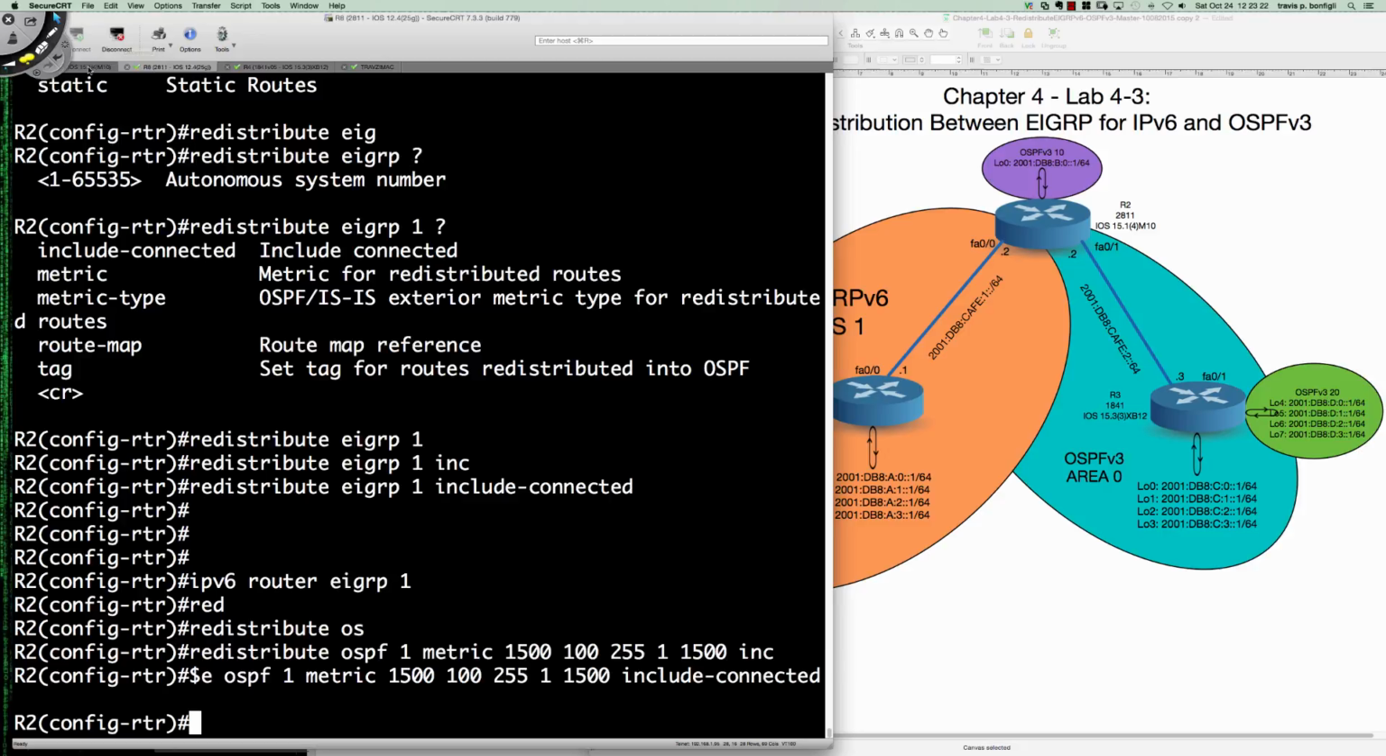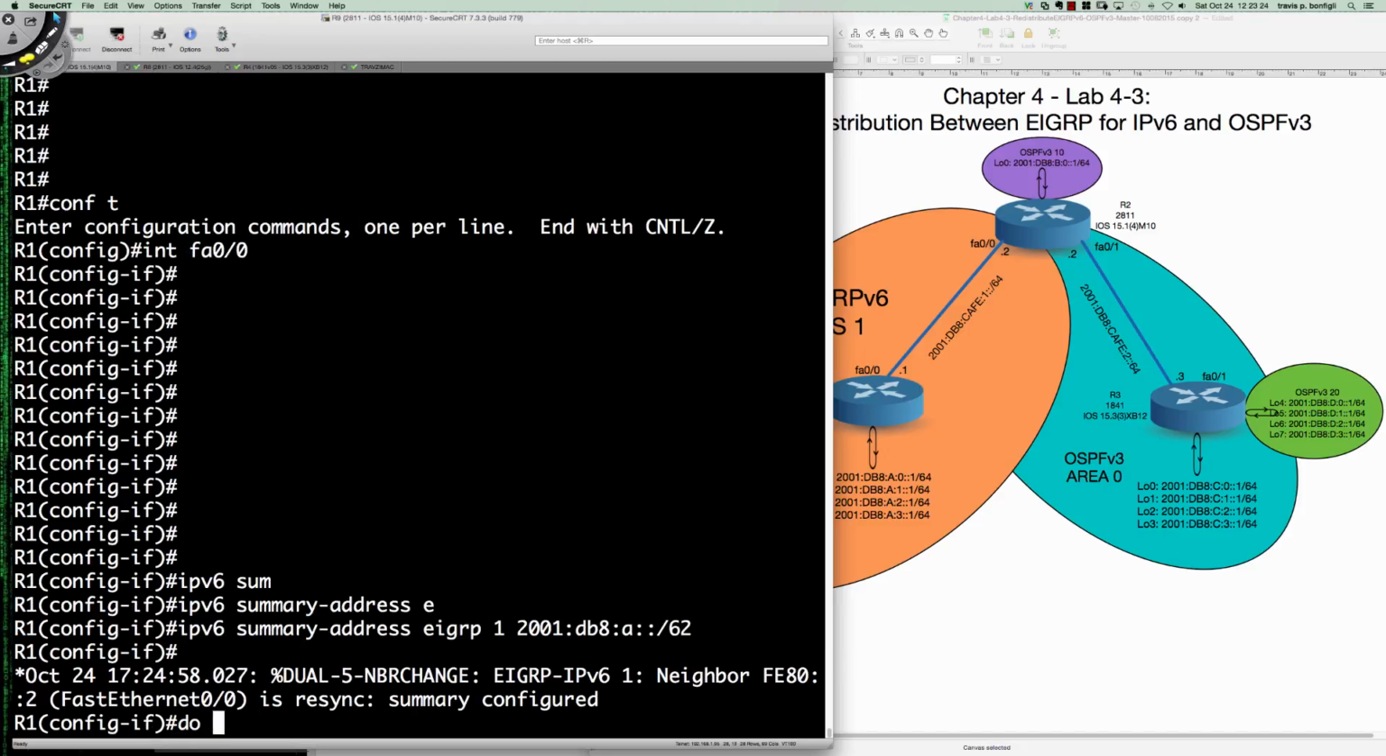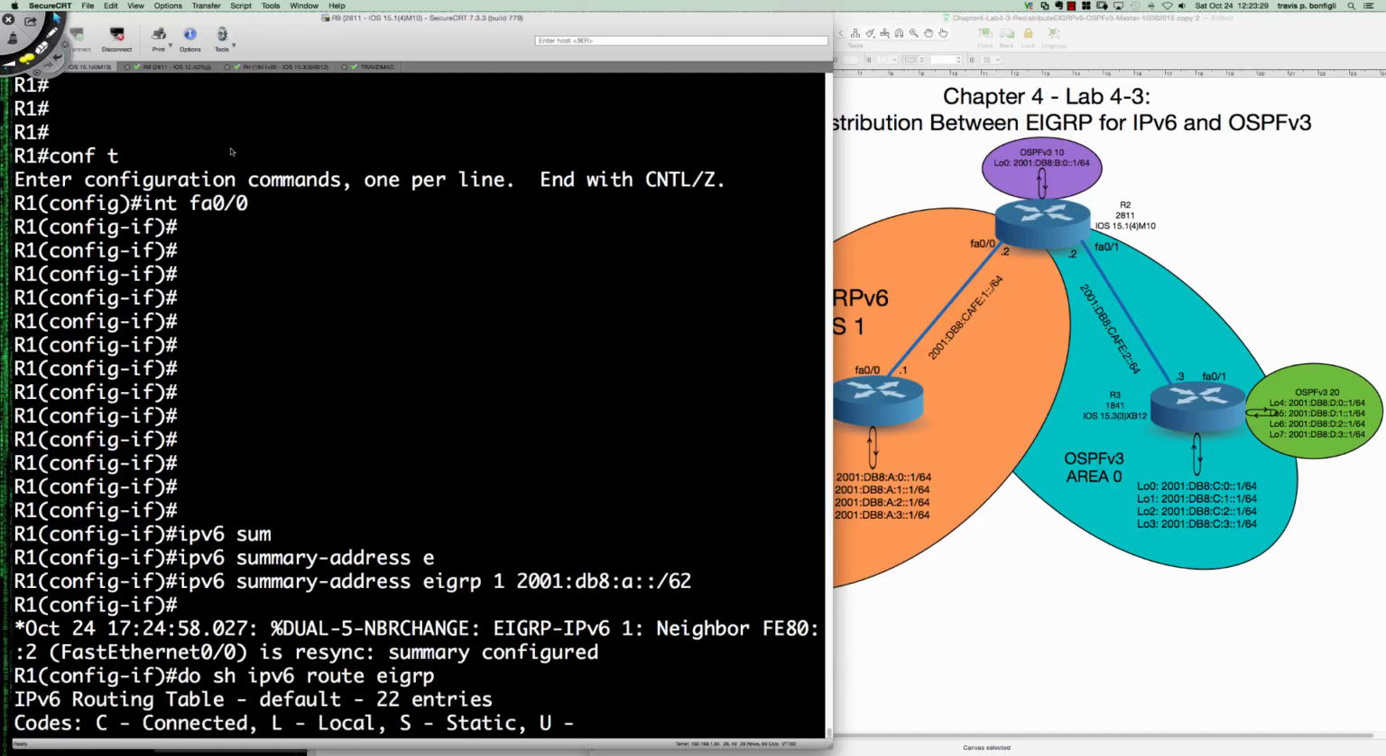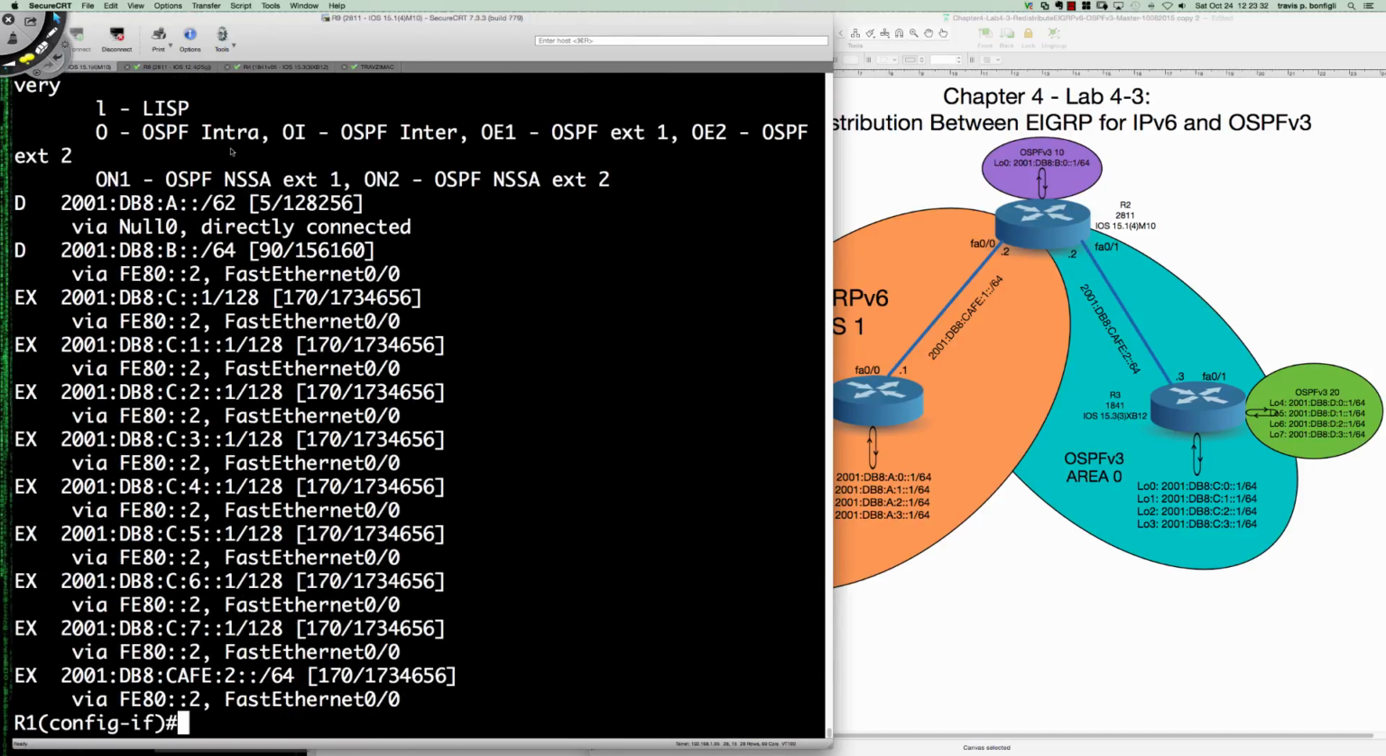So now let's come all the way back over to router 1 and say do show IPv6 route EIGRP. So let's see if we've got any EX routes here in EIGRP. And absolutely we do. And you can see we've got quite a few. So here are the external EIGRP routes. You can see we've got the C4, 5, 6, and 7. Remember, on your lab, these are supposed to be what you see over here, D, 1, 2, 3, and 4. But we're just rolling with it as it is.